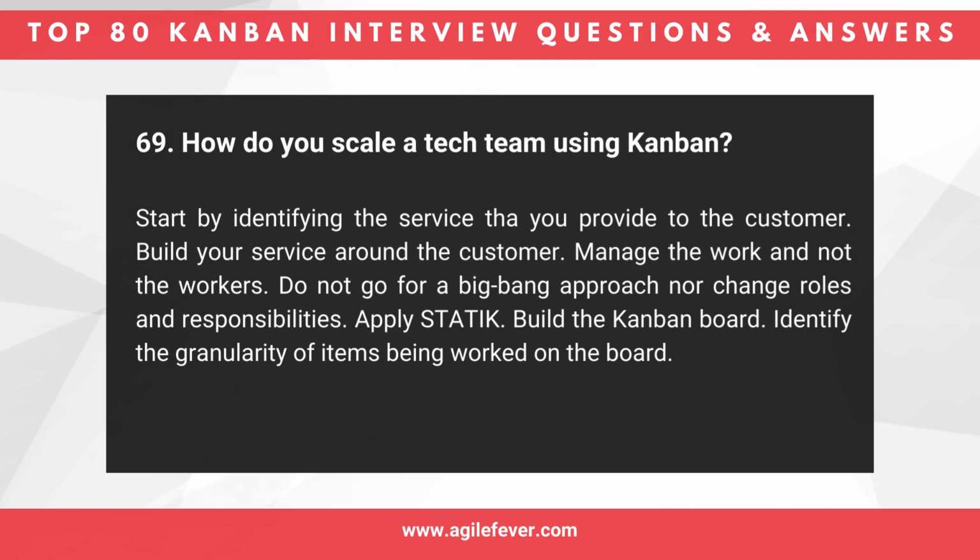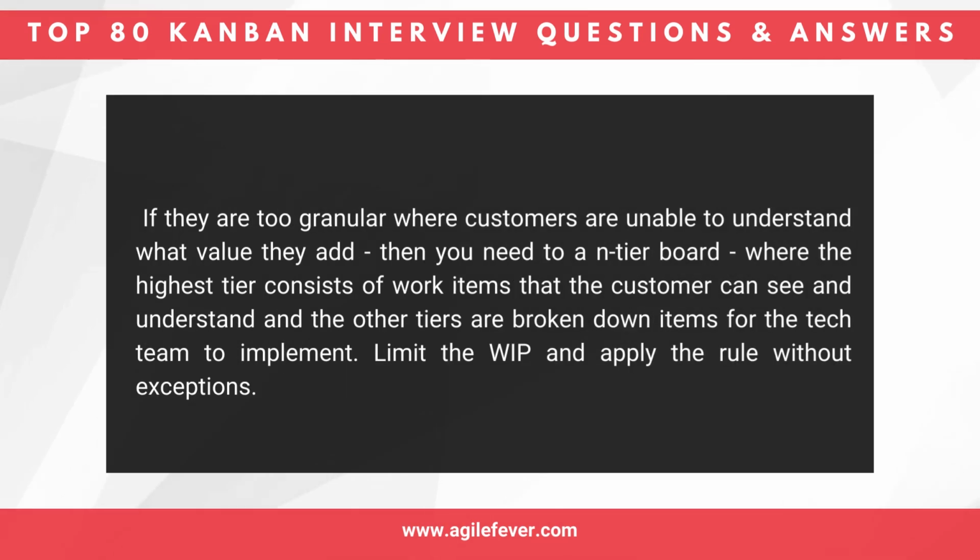Do not go for a big bang approach nor change roles and responsibilities. Apply static. Build the Kanban board. Identify the granularity of items being worked on the board. If they are too granular where customers are unable to understand what value they add, then you need the N-tier board, where the highest tier consists of work items that the customer can see and understand and the other tiers are broken down items for the tech team to implement. Limit the WIP and apply the rule without exceptions.